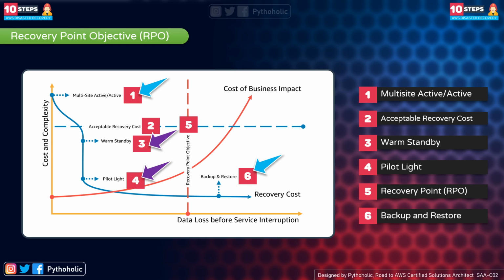So here we have the graph of cost and complexity versus data loss before service interruption. Remember this point very carefully. We are talking about data loss before service interruption. So having said that, we all know that with multi-site active-active, you get near zero data loss because you have near real-time data replication. So it may be around in seconds.